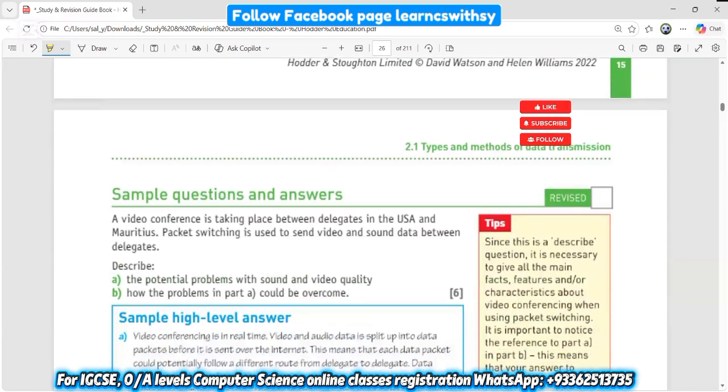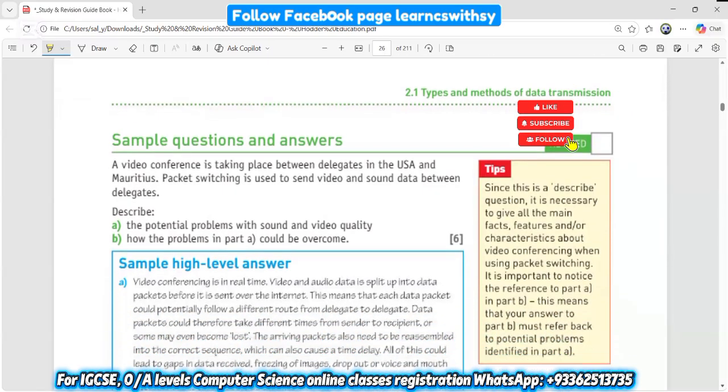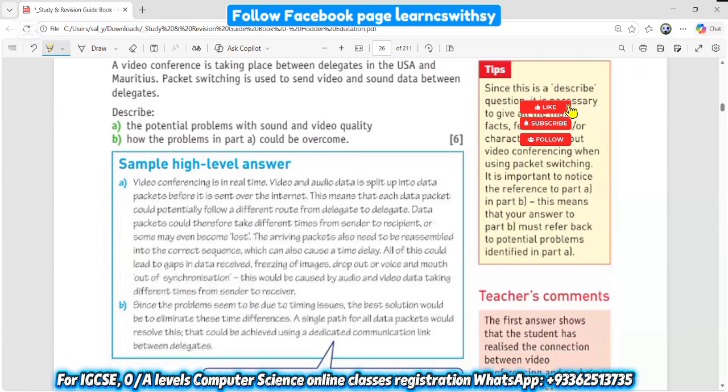And then let's talk about sample questions and answers, the same activity as we did for chapter number one. A video conference is taking place between delegates in the US and Mauritius. Packet switching is used to send video and sound data between delegates. Describe the potential problems with sound and video quality, and how the problems in part A could be overcome. Here we can see a sample high level answer at the beginning, and below it a low level answer. So, what the student had written, or what the student should write to gain 6 marks, with the teacher's good comments also.